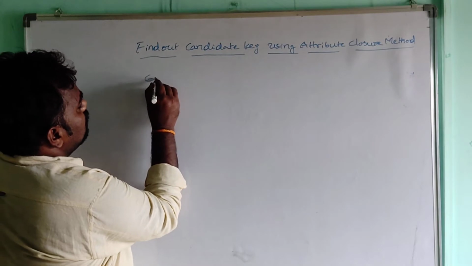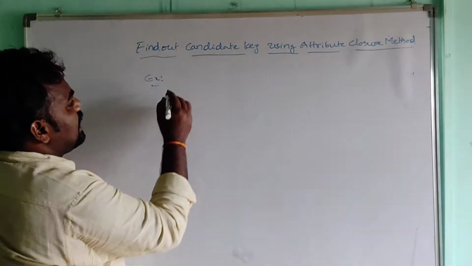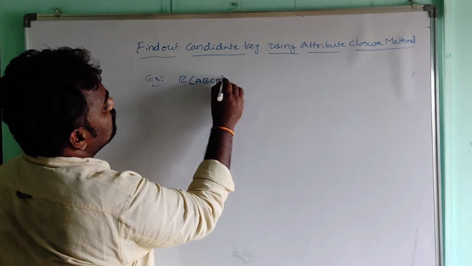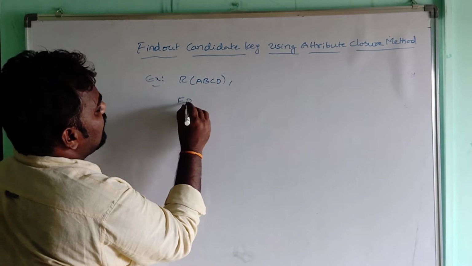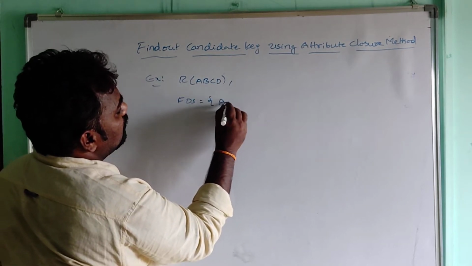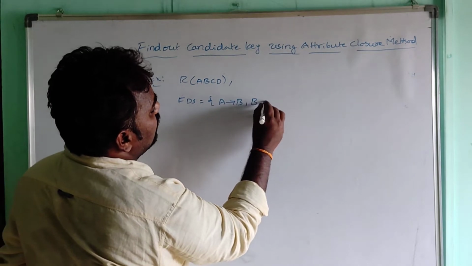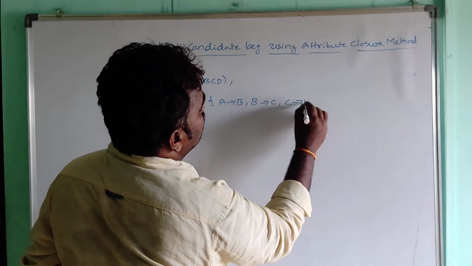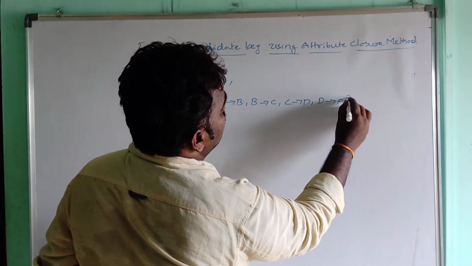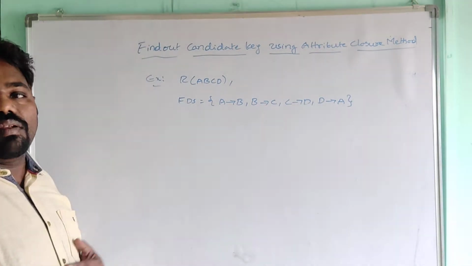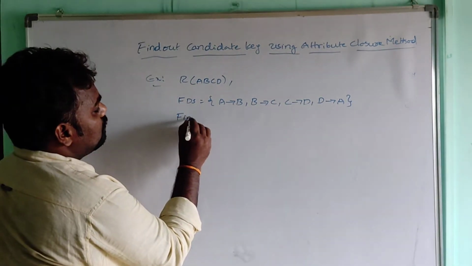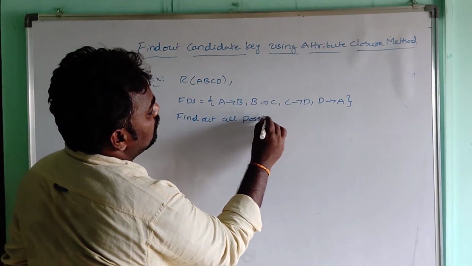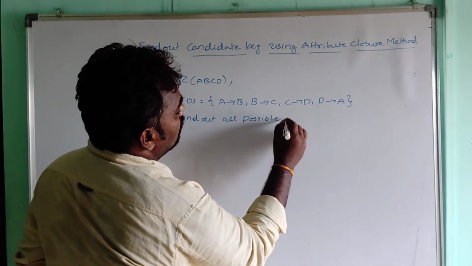For example, the relation contains 4 attributes. Here the given set of functional dependencies are A to B, B to C, C to D and D to E. For this relation, we need to find out all possible candidate keys.